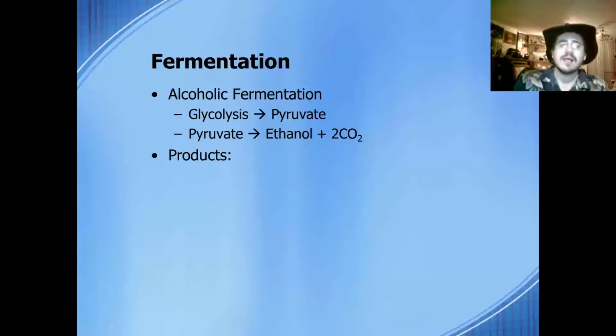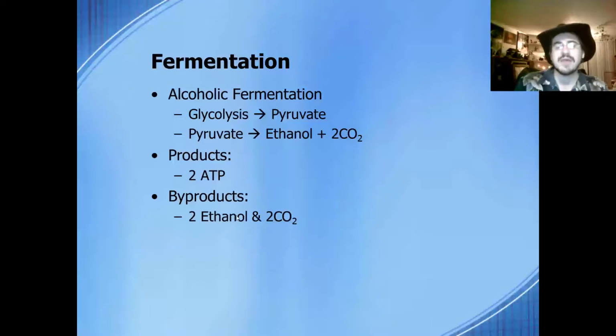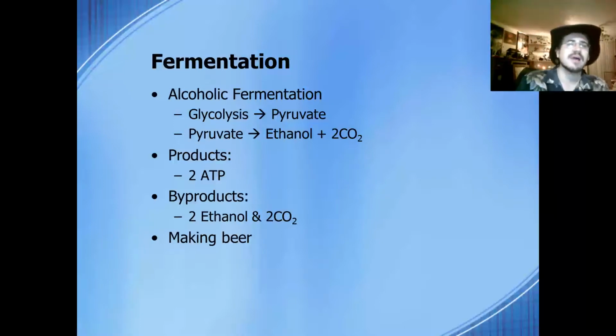All right. So the products are a net 2 ATP, and the byproducts are 2 ethanol and 2 carbon dioxide. As you can tell, me specifying that alcoholic fermentation has the products of 2 ATP and 2 ethanol and 2 CO2 is pretty important. Remember, when I write 2 ATP here, this is 2 net ATP, because this was glycolysis. So, like I said, alcoholic fermentation involved in making beer also happens to be a regular function of a lot of yeasts or other microorganisms.